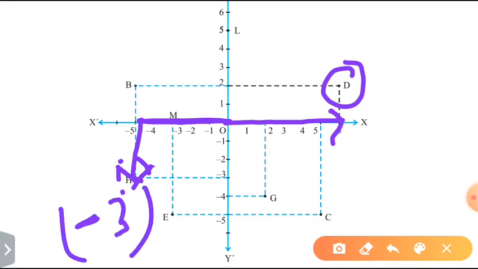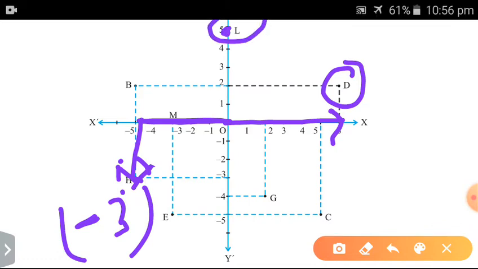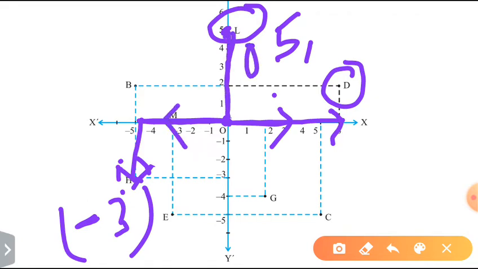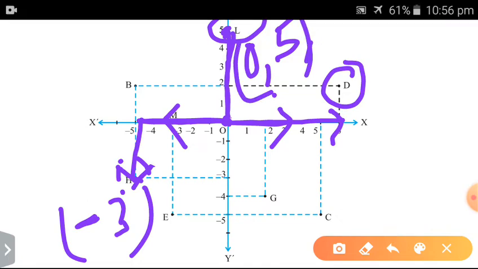And the next part is the coordinate of point L. This is the point L, and for its coordinate, first this is the main position. We will move here and it's plus 5. But on the x-axis we are not moving anywhere. You can see that we are not moving here and we are also not moving here, but we are going straight up. So in the x direction we are going 0, but in y we are moving plus 5. So the coordinate is 0 comma 5.